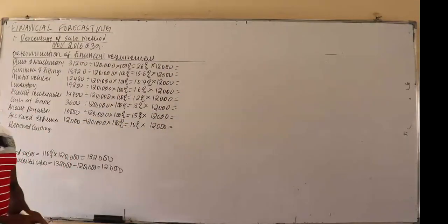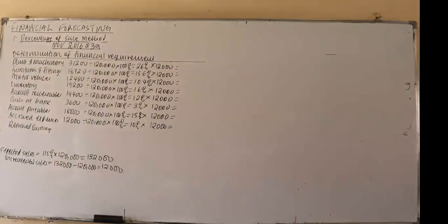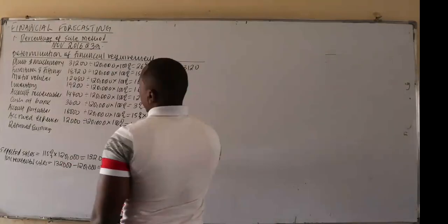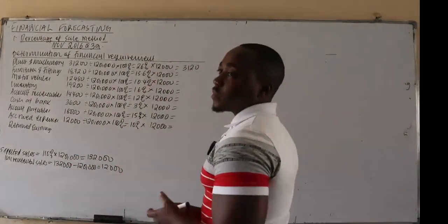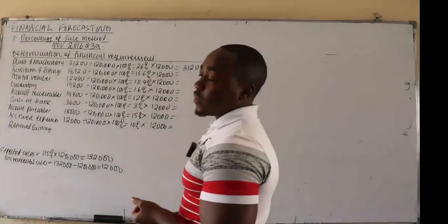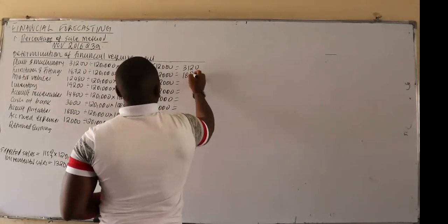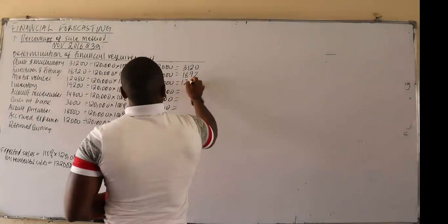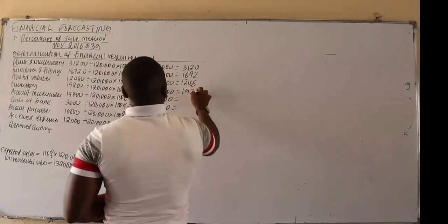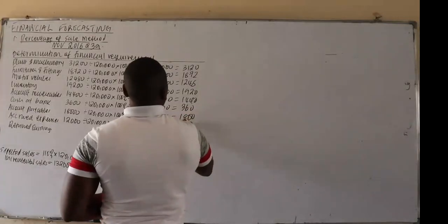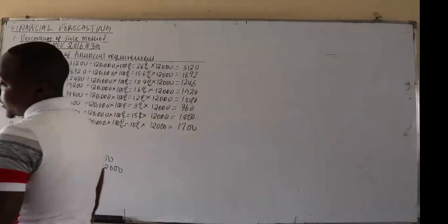How do you get that 120? 1872, 1248, 1920, 1440, 360, 1800, 1200.